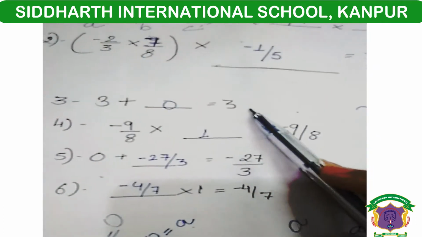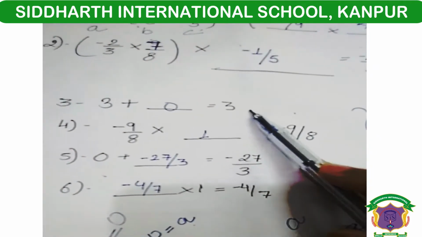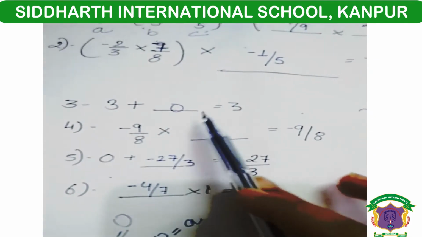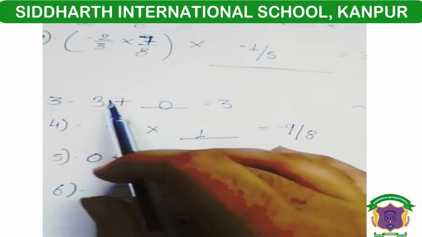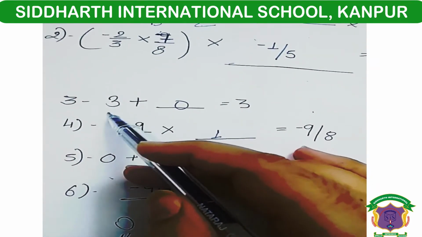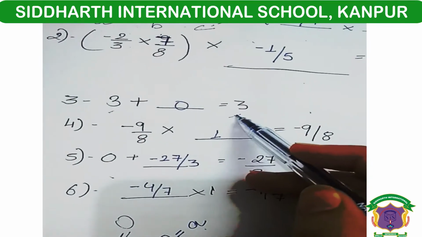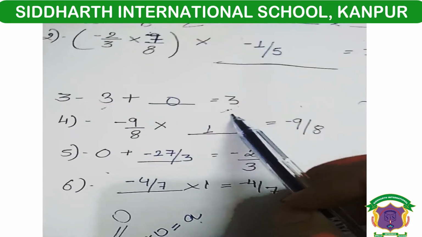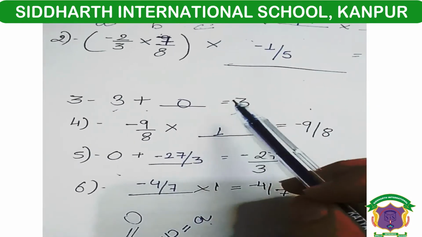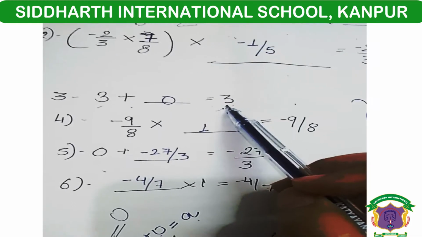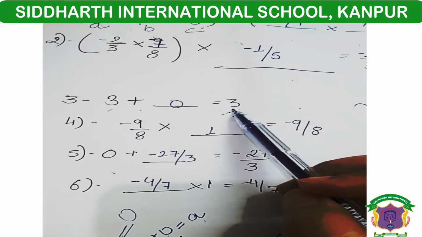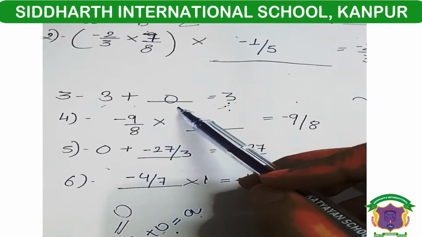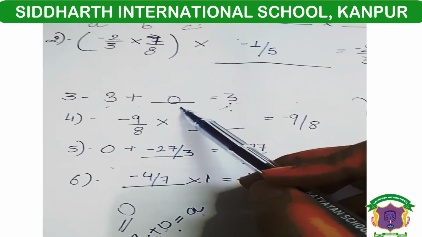Okay? Moving on to the third question. What does it say, children? 3 plus, then we have a blank, is equals to 3. Now children, first thing you notice here is this is also 3 and this is also 3. So here your value of the number is not changing. So we are adding a number and its value is not changing. What will be that number according to the properties we have learned just now children? Of course, it's going to be 0, right?